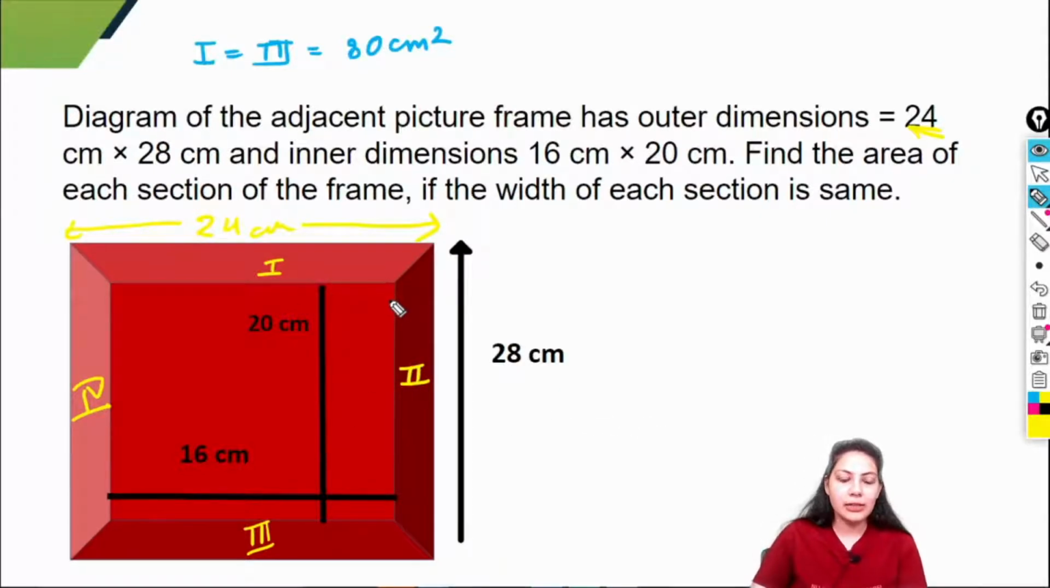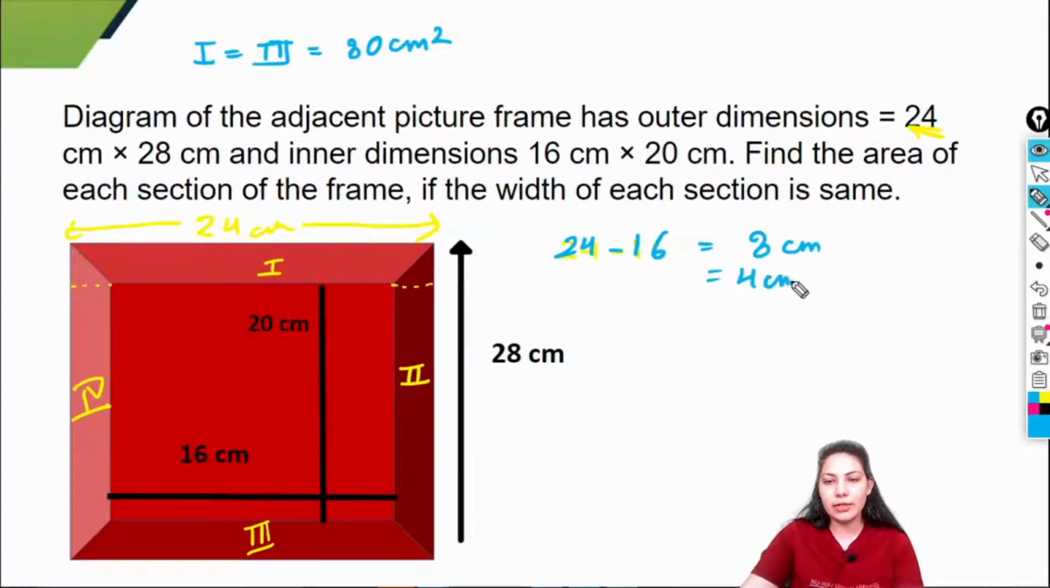Now for the second, again let's first calculate the height. So you can see this is 24 and this is 16, right? So 24 minus 16 would result as 8. Again let's break it into two parts, that is 4 centimeter individually as height. So this would also equal 4, this would also equal 4. That is, the width is the same, right? Here it is given, so the height is coming the same. So this is the height.